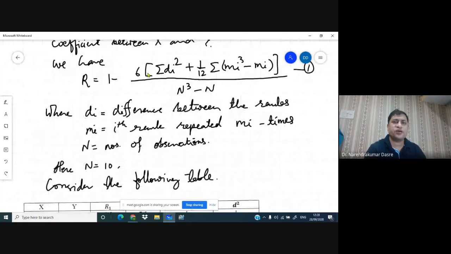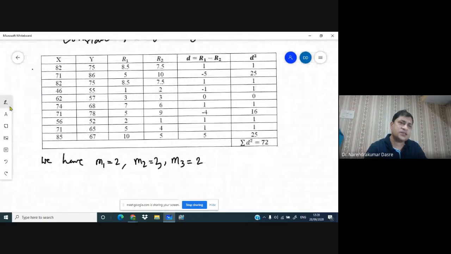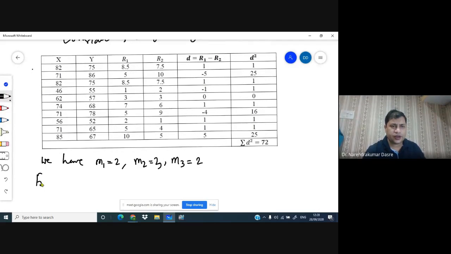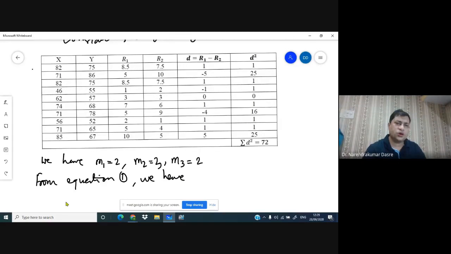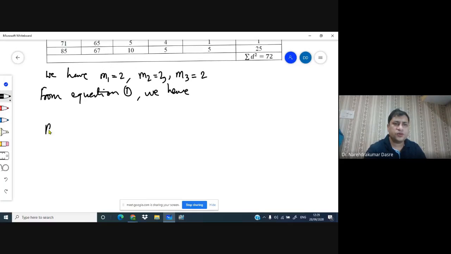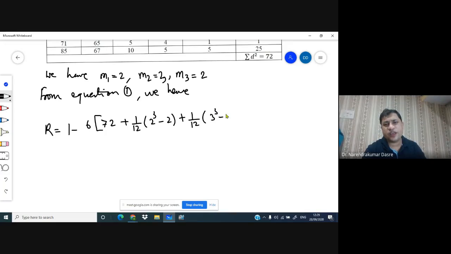Okay, so what is the formula we have? This is the formula that we have, and hence let us calculate the value of R. So from equation 1 we have, R is equal to 1 minus 6 times summation di square, so it is going to be 72 plus 1 by 12 times 2 cube minus 2 plus 1 by 12 times 3 cube minus 3, and plus 1 by 12 times 2 cube minus 2.